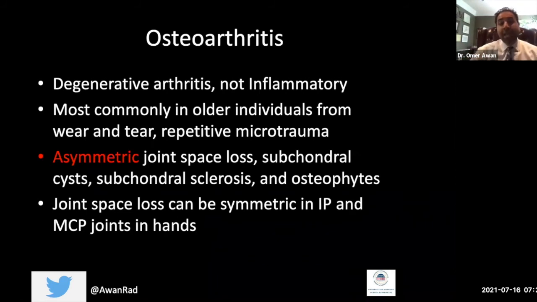Now, the joint space loss can be symmetric very rarely, like in the hands, like the MCP joints and the IP joints, but more commonly it's asymmetric. That's an exception to the rule. Okay.